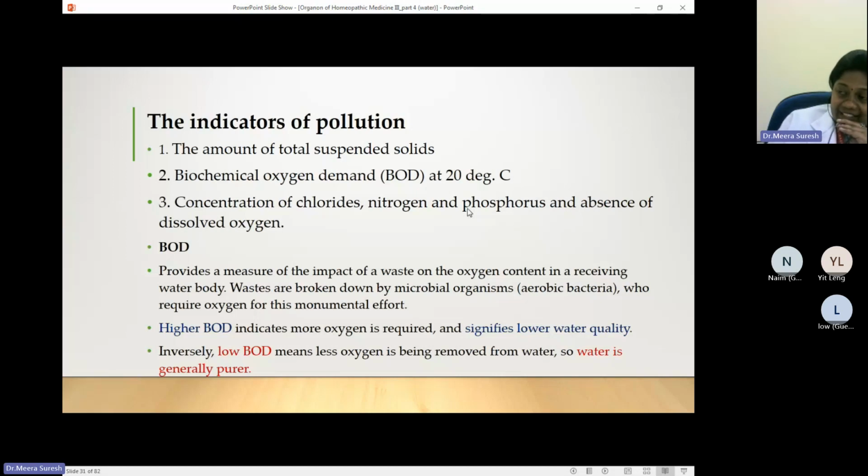But if the BOD is very less, it means not much waste has been accumulated in this water body. That is why the bacteria didn't have to use much oxygen from the water to break up the waste. And when we say BOD is only 1 or 2, it means that water is of high quality, or the pollution is very, very less. So that is the importance of BOD. I hope you got the concept of BOD.